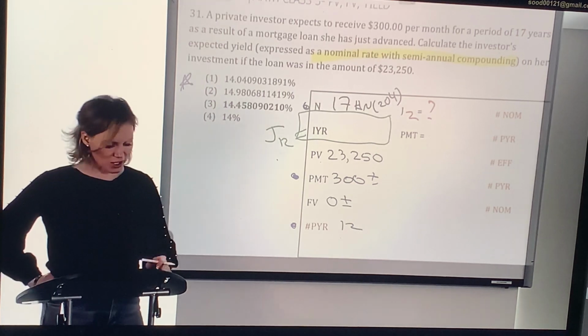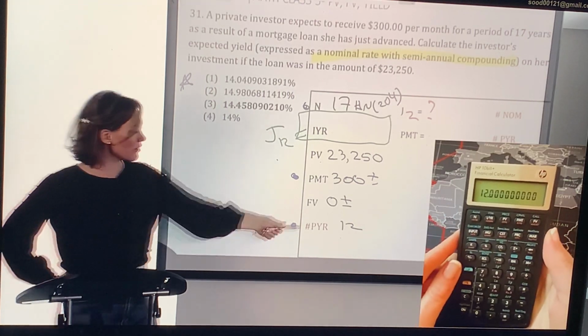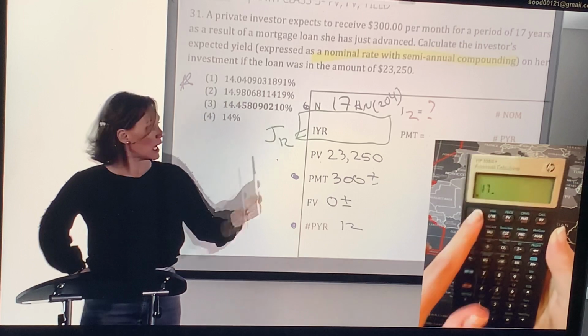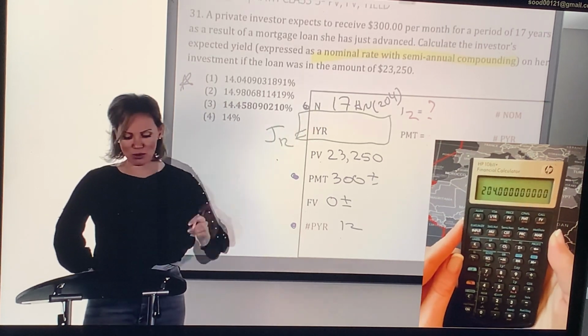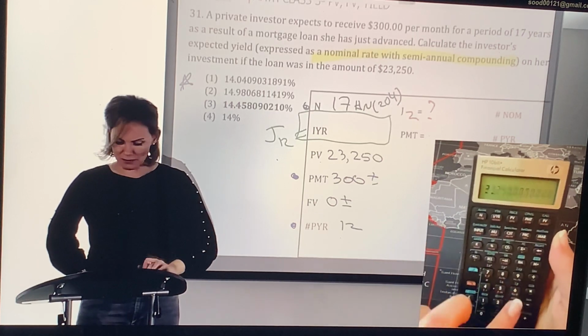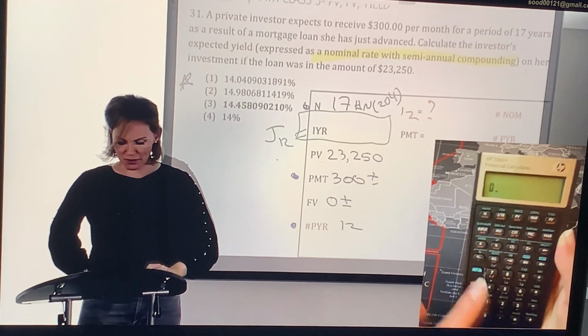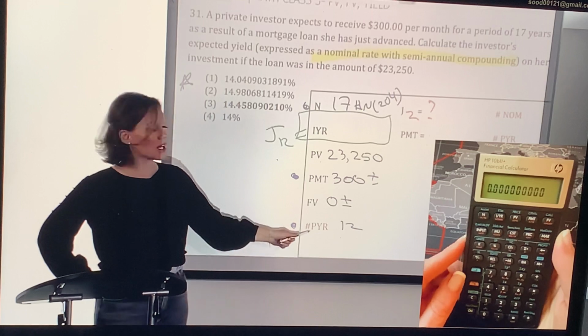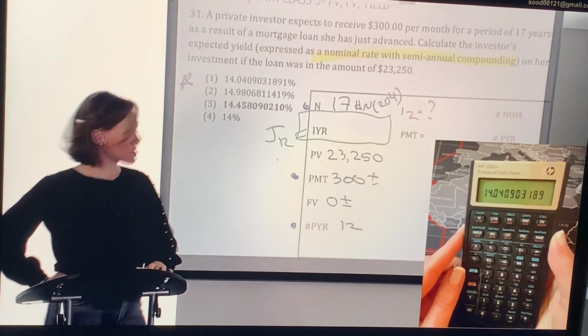Okay, so let's start with PYR. Let's plug this one in first. So 12 shift PYR. PYR is under your payment key. 17 shift N. You have to change these years to months. It will come up as 204 months. Skip the IYR. Let's put the 23,250 as your PV. 300 plus minus PMT, 0 plus minus future value. Don't forget about that PYR. Now you press your IYR and see what happens.